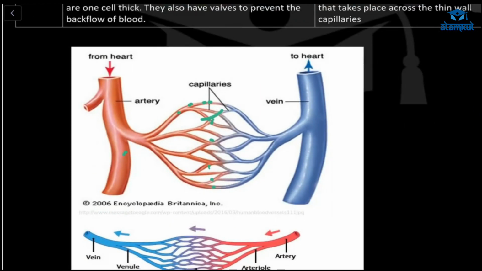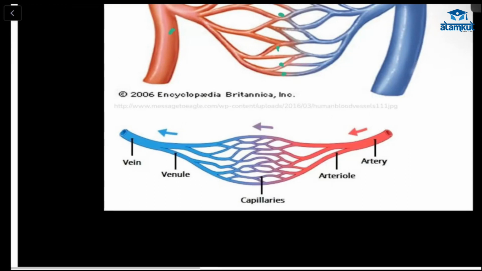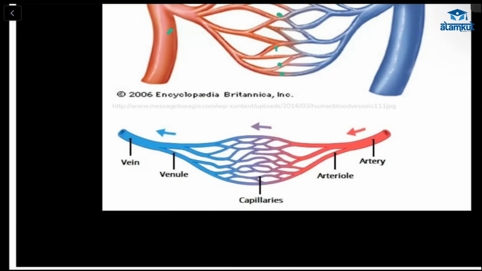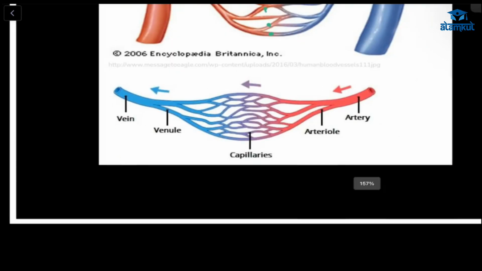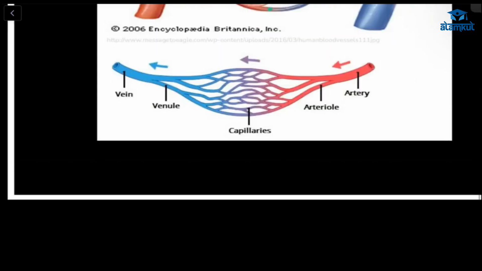Understood? Yes, ma'am. So here, starting from the artery, it will become arterioles. They will branch out, right? And after that they will branch out again, they will become the capillaries, and from the capillaries again they will become venules, and from the venules it will become a vein. So this is how it happens.